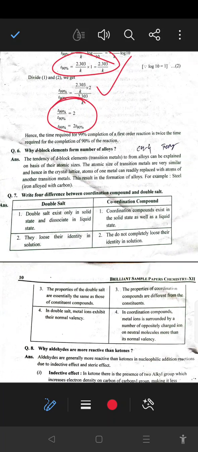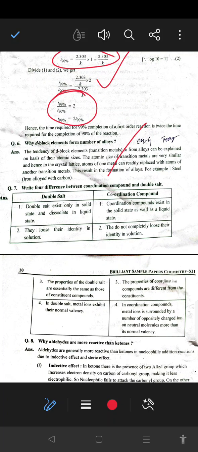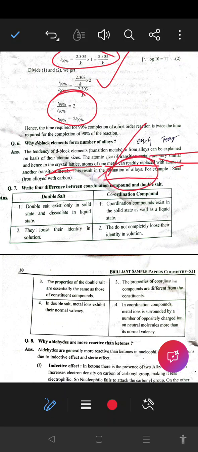Next question is, why do d block elements form a number of alloys? As we know, d block elements have a tendency to form alloys, which can be explained on the basis of atomic size. The atomic size of transition metals is very similar, and hence the crystal lattice atom of one metal can readily replace the atom of another transition metal and result in the formation of alloys.